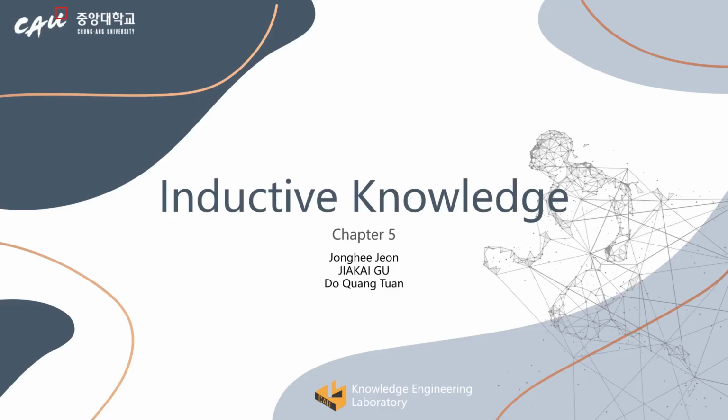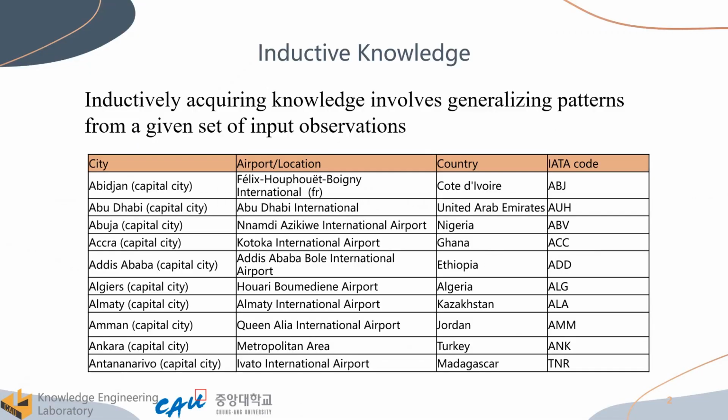Good afternoon. Today our group will present Knowledge Graph Chapter 5, Inductive Knowledge. As we studied earlier, deductive knowledge is characterized by precise logical consequences, but inductively acquired knowledge involves generalizing patterns from a given set of input observations. It can be used to generate novel but potentially imprecise predictions.